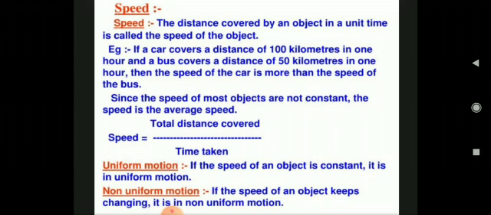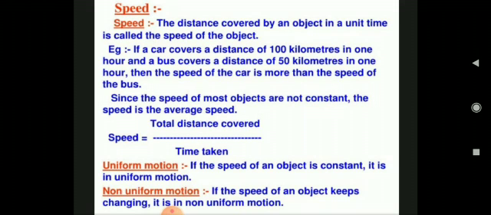Now if we talk about uniform motion, students, if the speed of a body moving along a straight line remains constant, its motion is said to be uniform, right? In other words, a body is said to have uniform motion when it travels equal distances in equal intervals of time, right? Let a body cover 10 meters in every 1 second, then its motion is called what? Uniform motion, right?